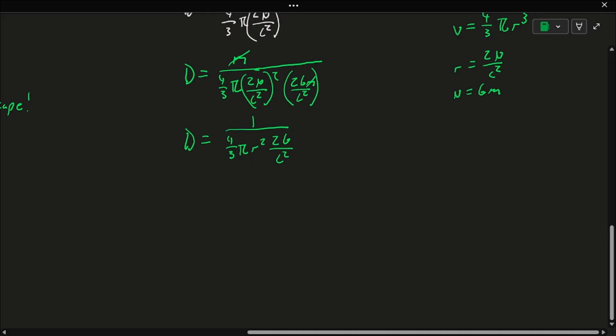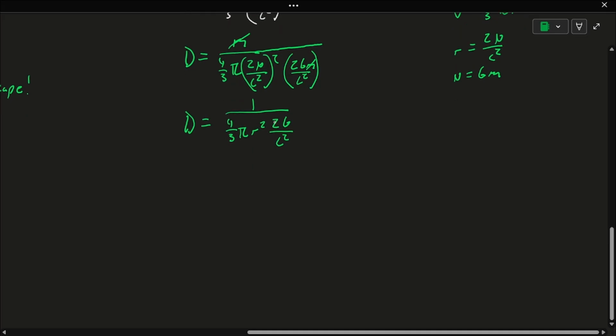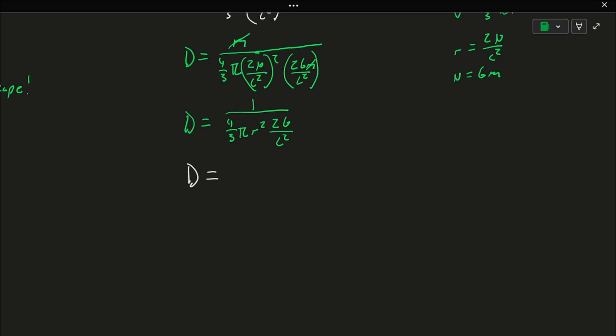Now we can do a bit of simplification on this, just combining this 4 and this 2, moving this 3 up to the top, moving this c squared up to the top. We get d equals 3c squared divided by 8 pi r squared multiplied by G. And that is the density of a black hole.